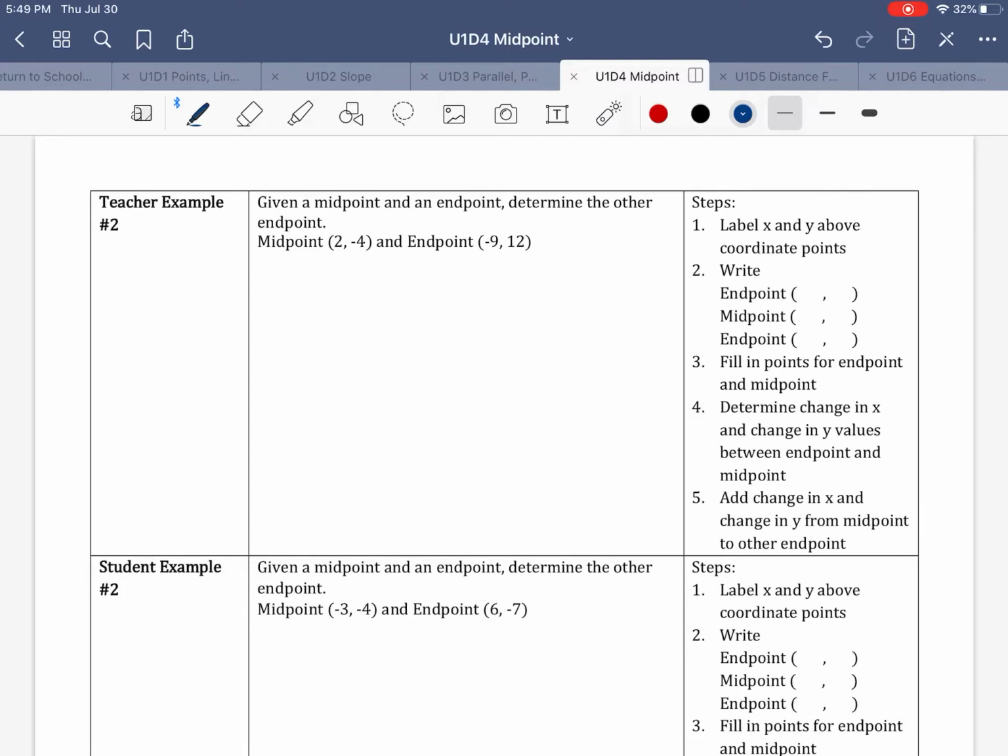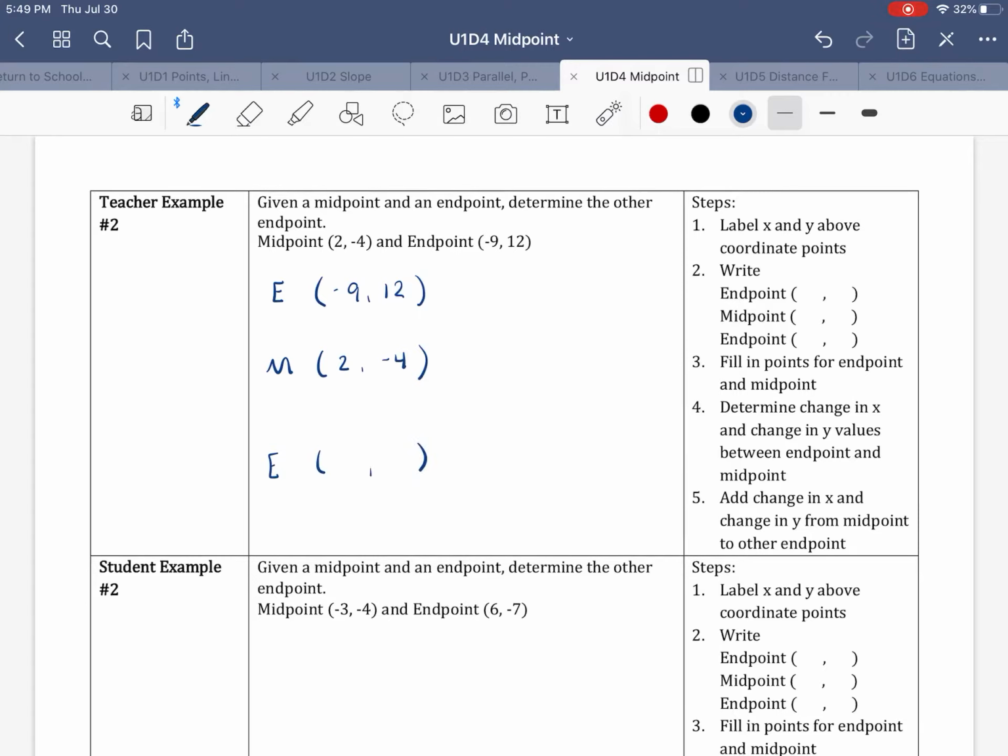Here, however, we're given the midpoint and an endpoint. We're looking for the other endpoint. And when that's the case, we're going to organize our information like this. Here's our endpoint. Here's our midpoint. And then we're going to be looking for our other endpoint.